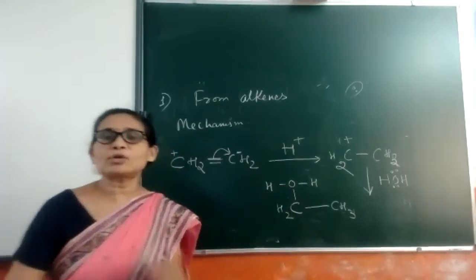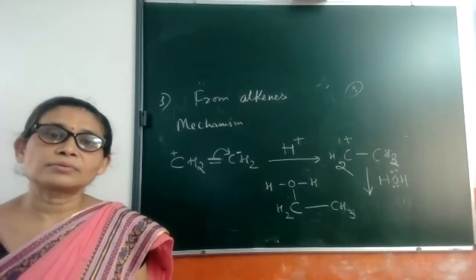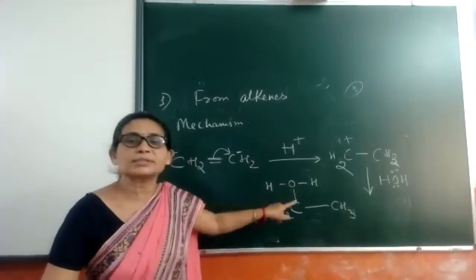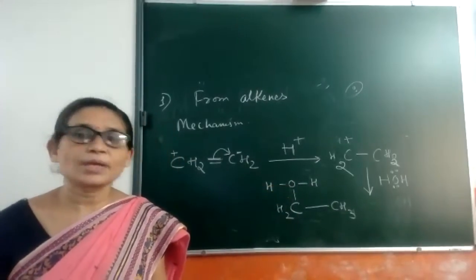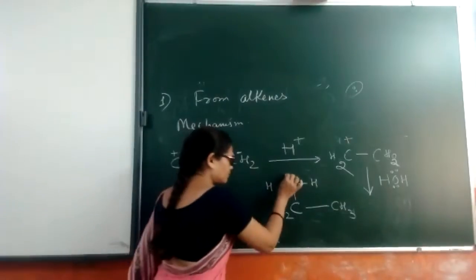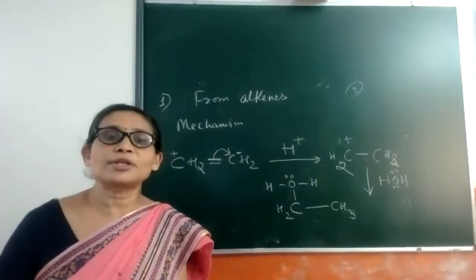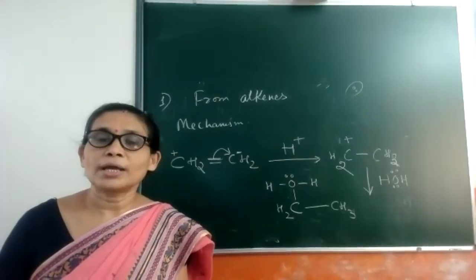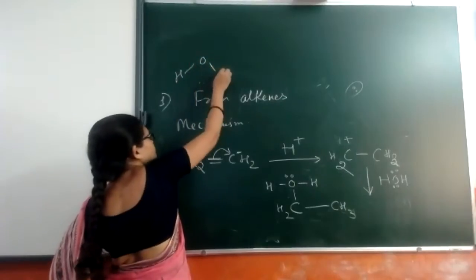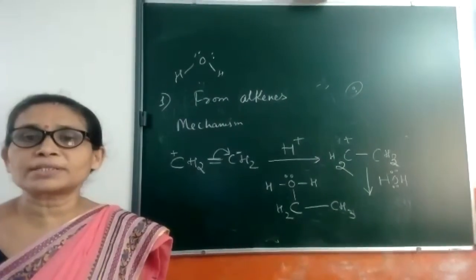Now in this oxygen, how many electron pairs are still remaining? One. One electron pair it has already used to make this coordinate bond, and one electron pair is remaining in this oxygen. Oxygen can form 2 bonds. It can't form 3 bonds. In water also we have seen, this is the water molecule. Oxygen is forming 2 bonds with 2 lone pairs.